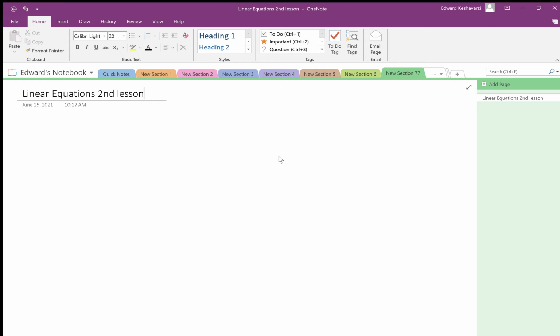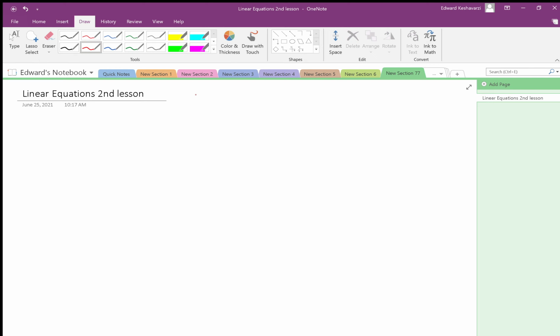Welcome to the second lesson of linear equations. Today we are going to apply distributive law to solve some linear equations. But what is distributive law? Let's see. A times (B plus C) equals AB plus AC. So we bring in A, we multiply it by B and then by C.